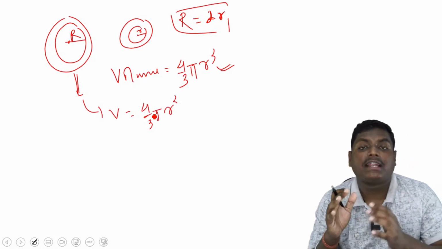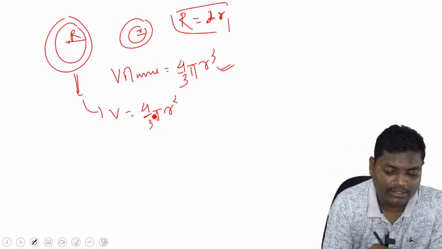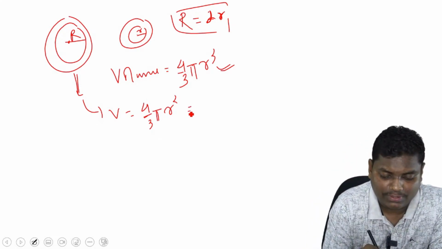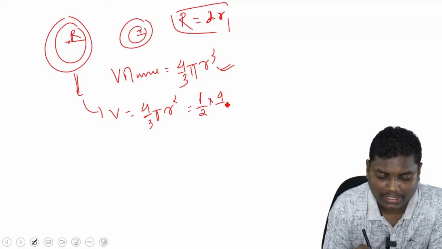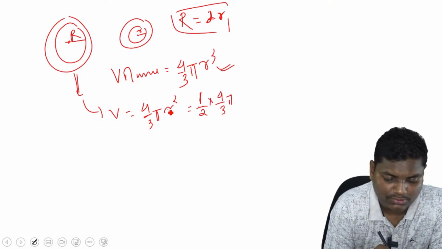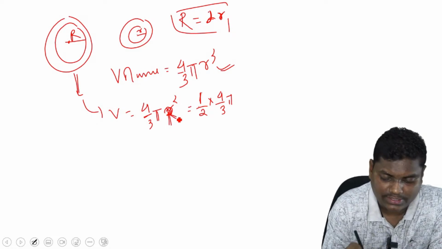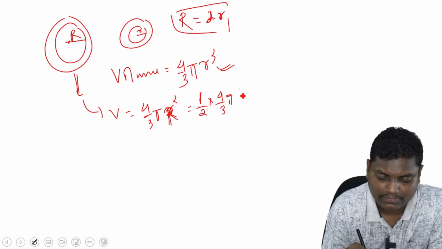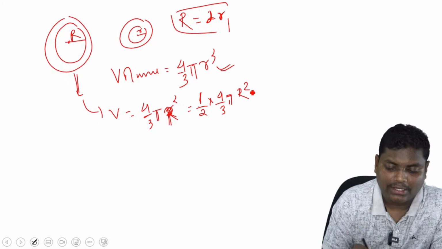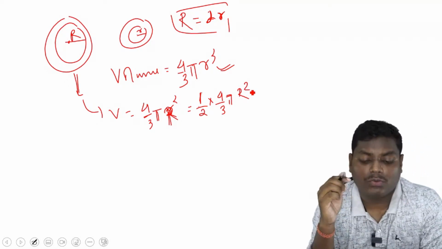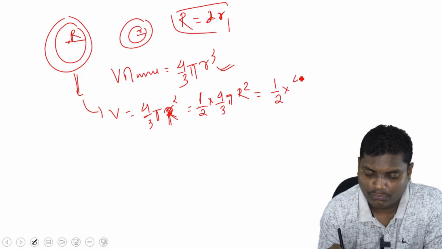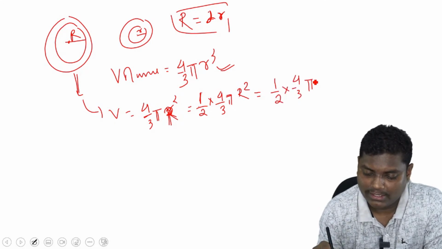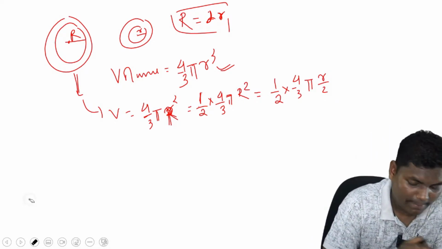But in the question it is said that the larger one is half filled. So basically it is half filled. So it is 1 upon 2 into 4 by 3 pi R cube. So this is capital R, since we are considering this as capital R. Now we know this capital R is twice of the small r. So just substitute here: 1 upon 2 into 4 by 3 pi.